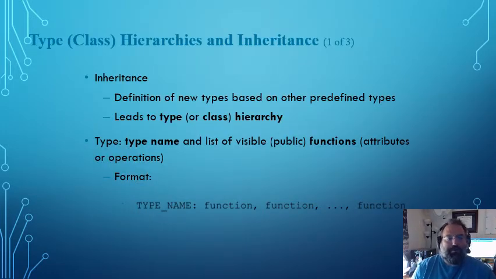Type or class hierarchies and inheritance. Inheritance is basically the definition of new types based upon other predefined types, which leads to a type or class hierarchy: type name and list of visible public functions, attributes, or operations. The format is type name : function, function, function. The basic idea here is that you're defining a particular behavior or type of an object based upon ones that you have previously defined.